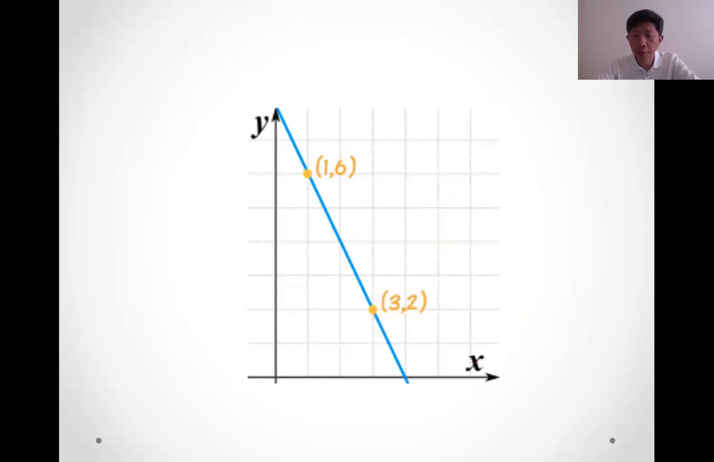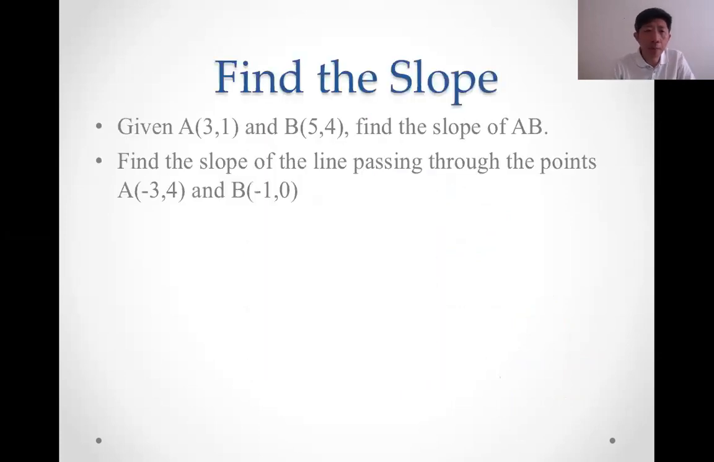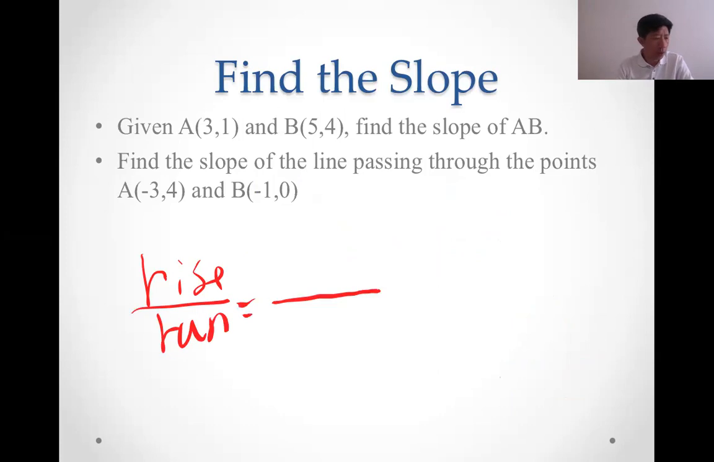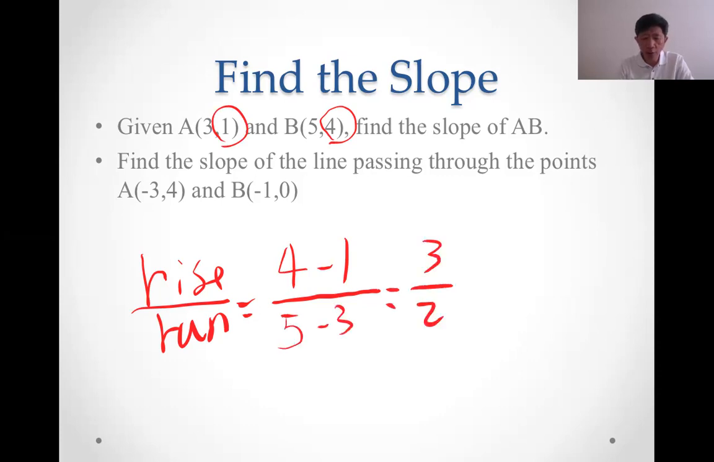Now here is an example. Given A is (3, 1) and B is (5, 4), find the slope of AB. So rise over run: for the rise, we take 4 minus 1. Now what about the run? We take 5 minus 3. So we have 3 over 2, which is the slope. This is the slope, okay?